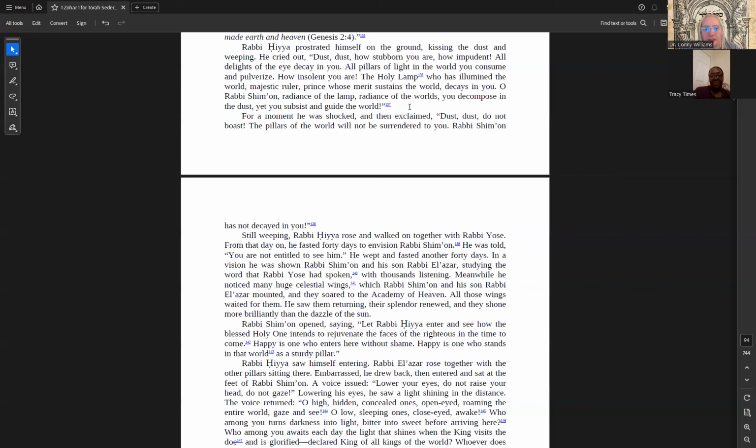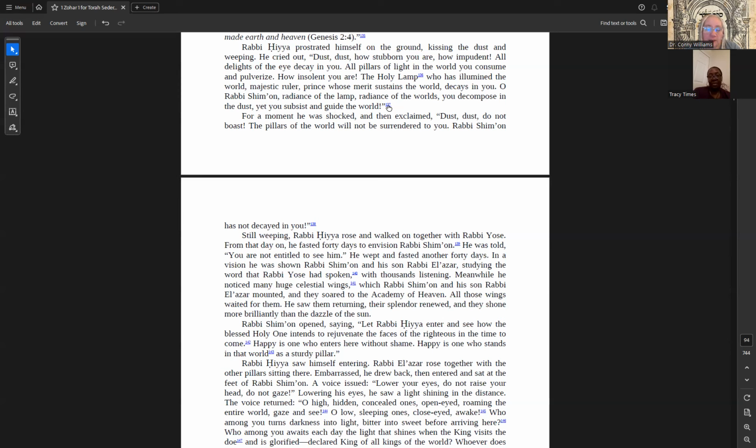Yeah, I find that very interesting here. Rabbi Shimeon has died. Where would you find him? Well, in the dust, right? I mean, his physicality has been consumed by the dust. But that's just half the sentence. It actually goes on. The holy lamp who has illuminated the world, majestic ruler, prince, whose merit sustains the world, decays in you. O Rabbi Shimeon, radiance of the lamp, radiance of the world, you decompose in the dust, yet you subsist and guide the world.